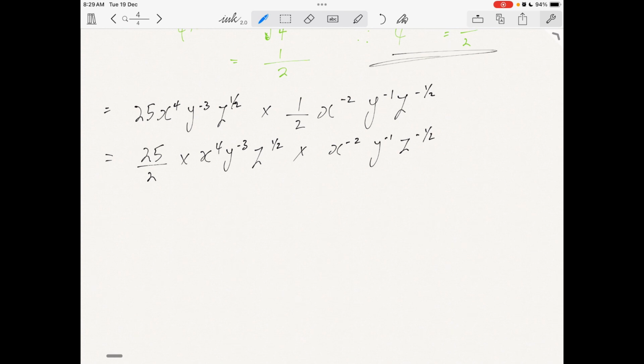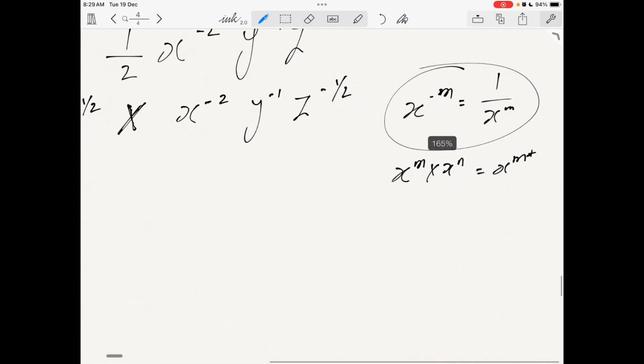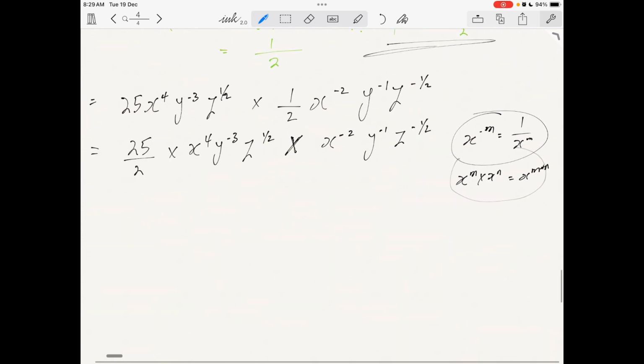Now, some people might decide to use the law x raised to the power minus m is equal to 1 over x raised to the power m for each of these negative powers. And some people can just choose to apply the first rule of x raised to the power m multiplied by x raised to the power n is equal to x raised to the power m plus n. Some people might choose to apply that rule straight.